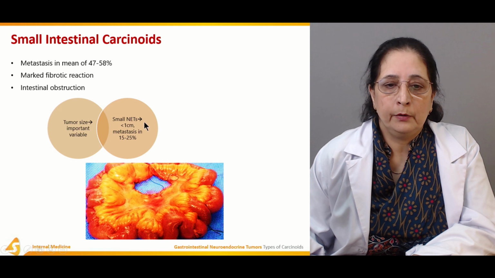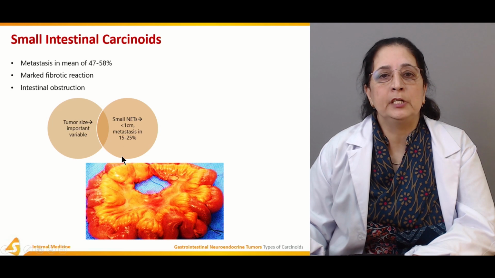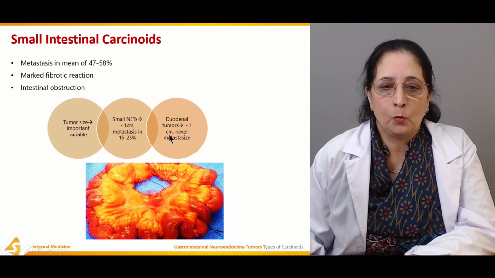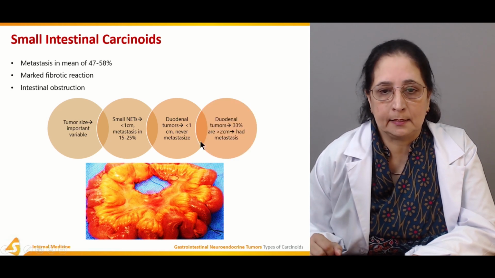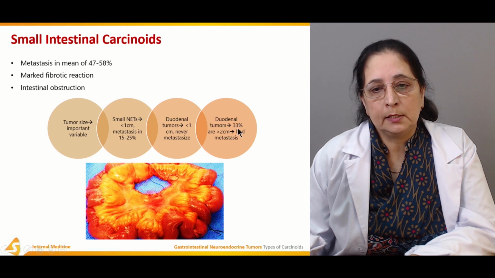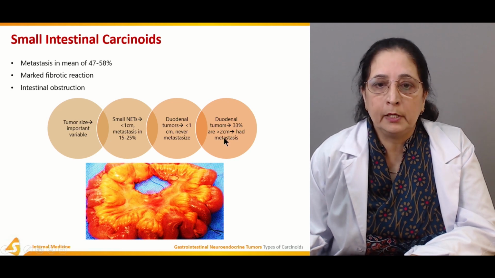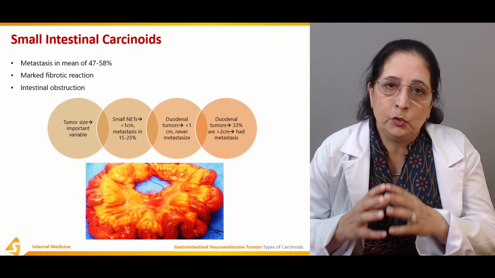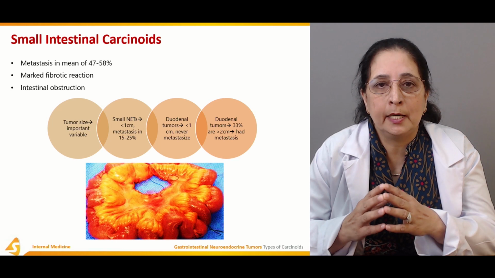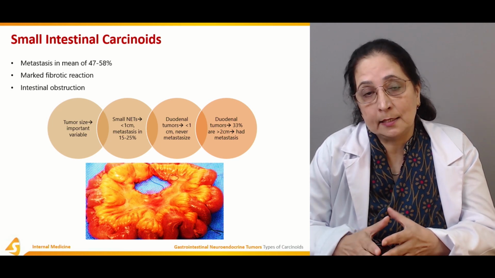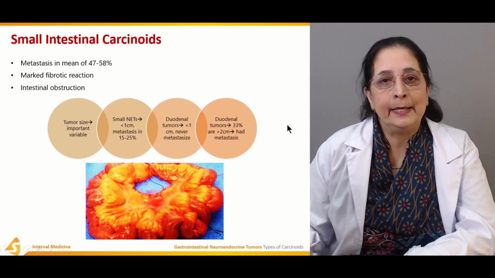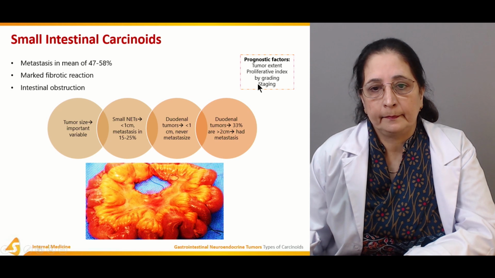Small neuroendocrine tumors less than 1 centimeter have metastasis in 15 to 25% of cases. Duodenal tumors less than 1 centimeter never metastasize. Among duodenal tumors, 33% are more than 2 centimeters and have metastasis. So only duodenal tumors less than 1 centimeter do not metastasize, but usually they are more than 2 centimeters and have the ability to metastasize.